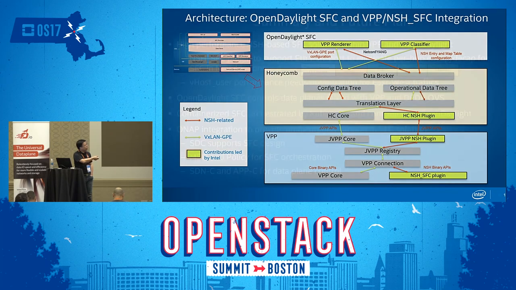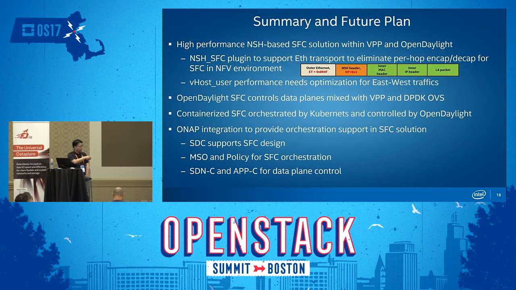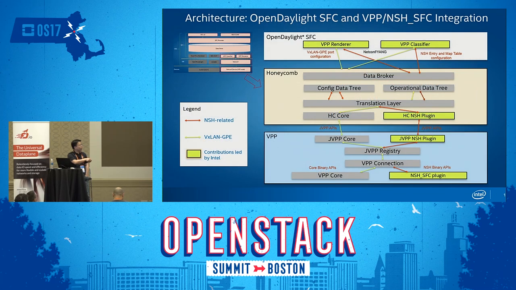Only invoke the APIs provided by the Honeycomb NSH plugin, okay? There's some discussion in the ODL community about using NetVirt or GBP to control the service function classifier. In that case, GBP and NetVirt need to directly invoke the API here to ensure they can control the NSH SFC plugin to act as a classifier.